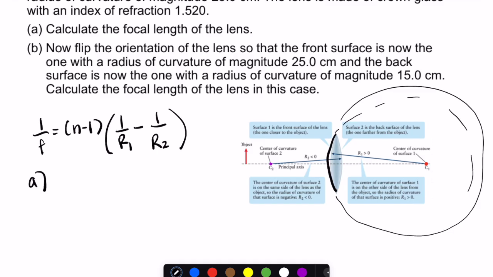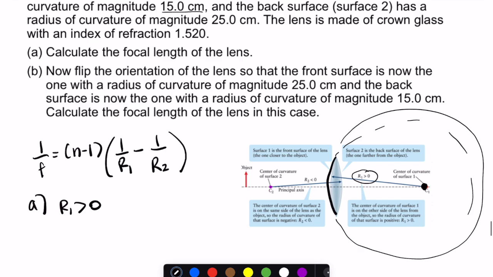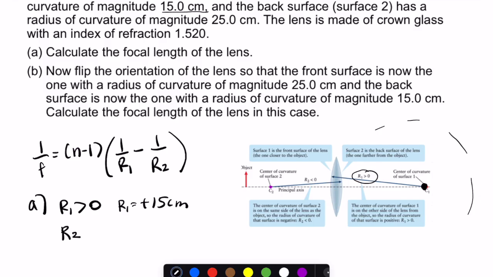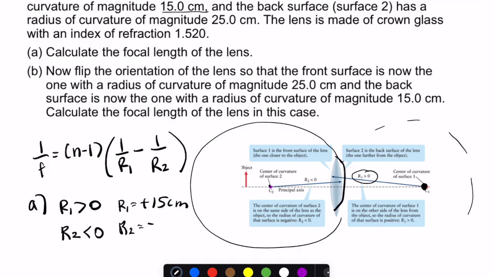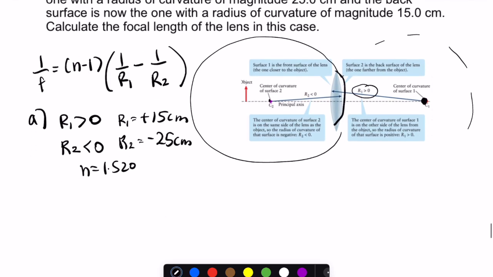When we trace that out, what we see is that the center of curvature is on the opposite side of the lens from the object. And so we're going to give that a positive value. So R1 is going to be positive, and that value was 15. R2, it's a convex lens, so here's R2, and when we trace out our circle, we see that its center of curvature is on the same side as the object, so R2 is going to be negative, negative 25 centimeters. And then we were given the index of refraction as 1.52, so we can simply plug everything in with our signs correct.